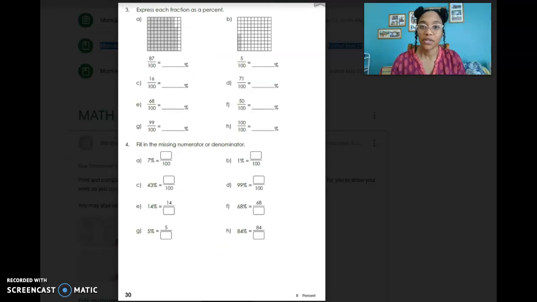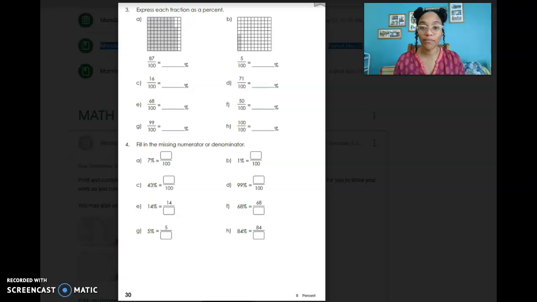Now on the next page, you're going to be expressing each fraction as a percent. Remember that percent means out of 100. And when we see 100 on the denominator of a fraction, that also means out of 100. So for example, in problem D there, we see 71 hundredths. 71 over 100 is the same as 71 out of 100. So we can write 71%. Okay? Don't think about it too hard. You're just converting from the idea of a fraction to the idea of a percent.